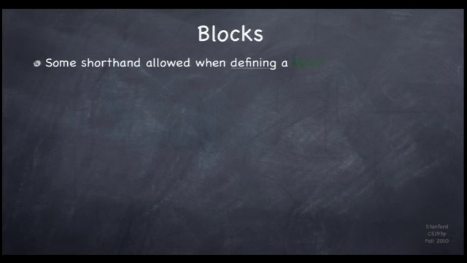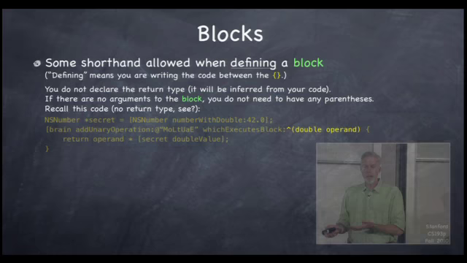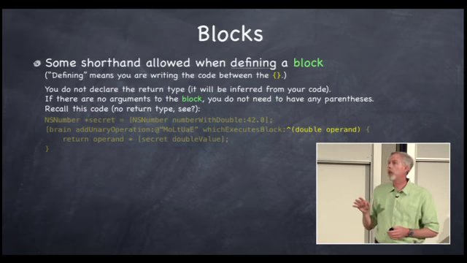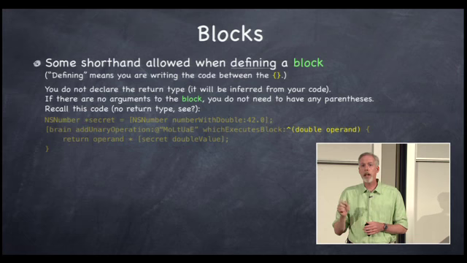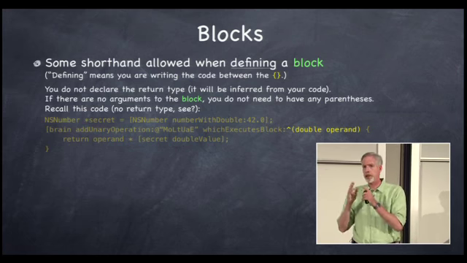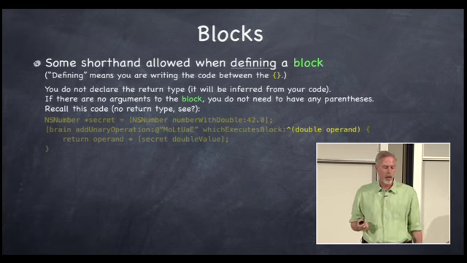All right. Now, when you're defining a block, when you're calling a method that takes a block, you get to use a little bit of shorthand. For example, if the block takes no arguments, then you don't have to put open parentheses, close parentheses as the arguments. You can just put caret, open curly brace. Okay, and that's quite common.